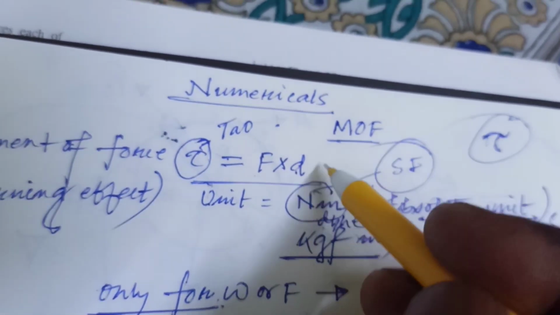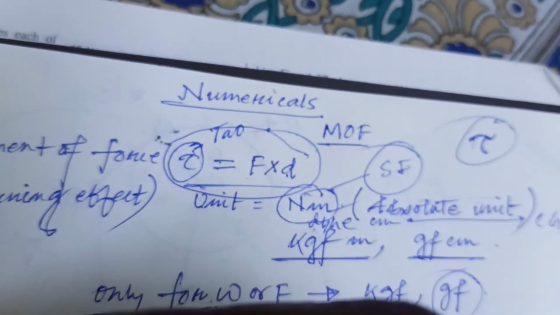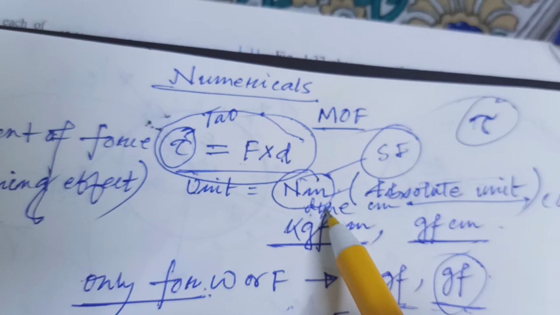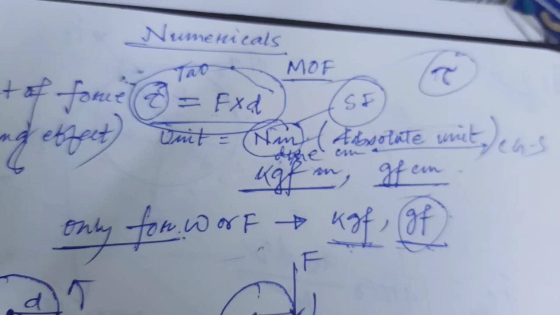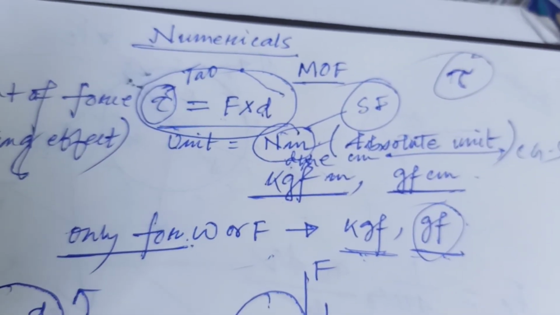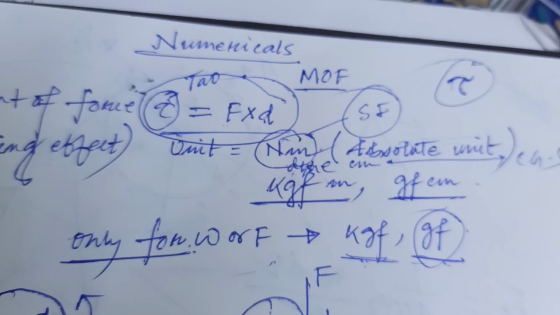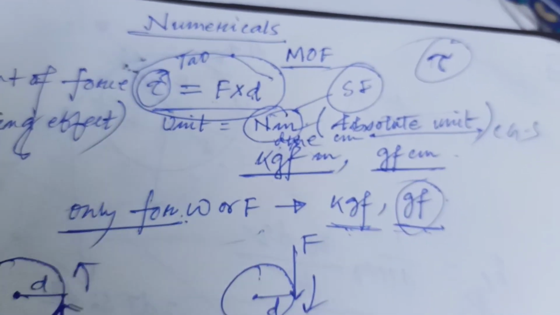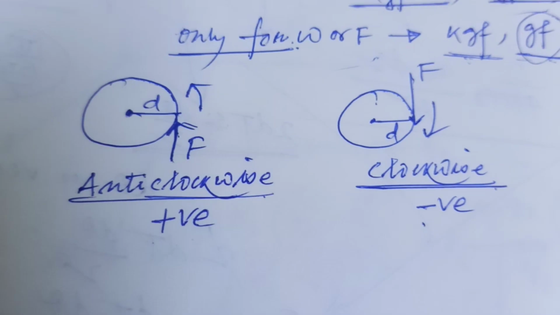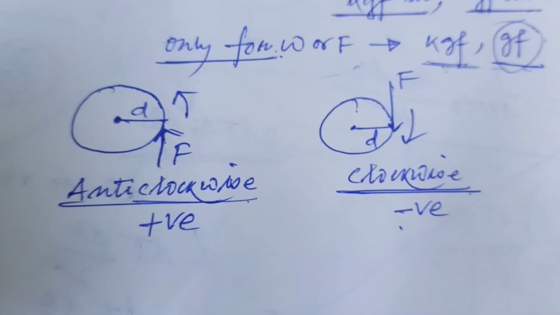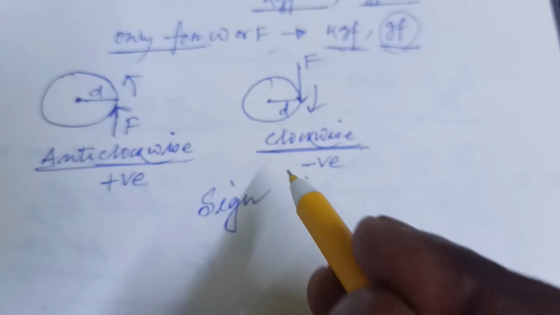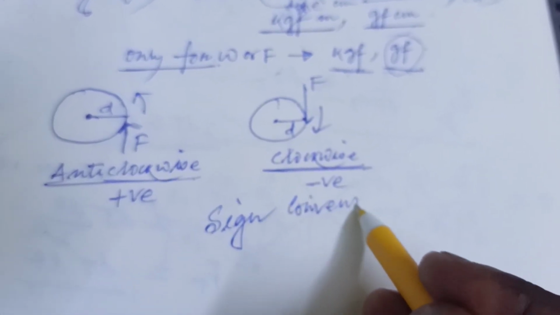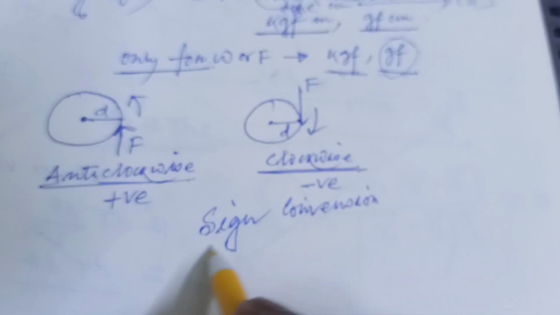These are the important points. Tau equal to F into D, Newton into meter, and gram force are the most important equations and units used in every numerical, along with the particular convention: anti-clockwise moment means positive, and clockwise means negative. This is called the sign convention.